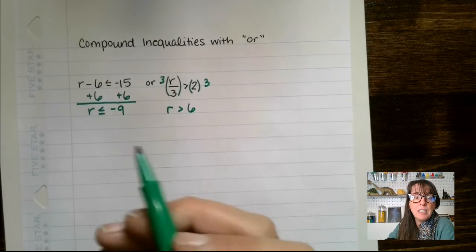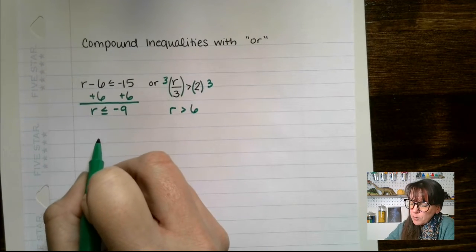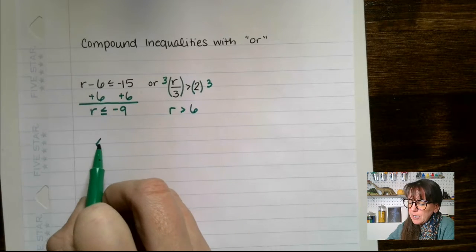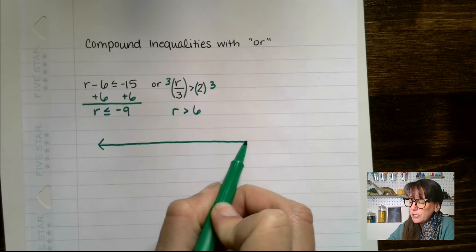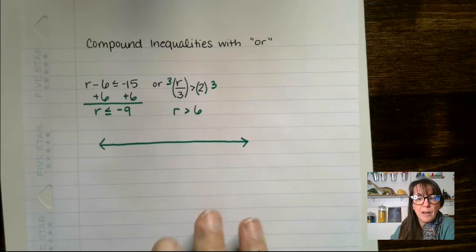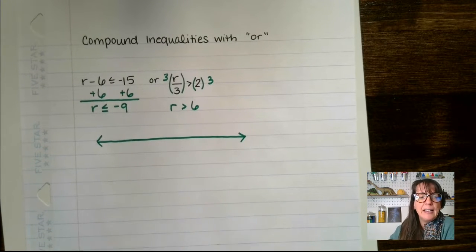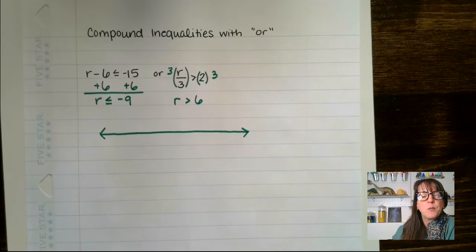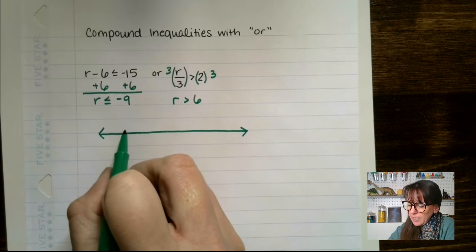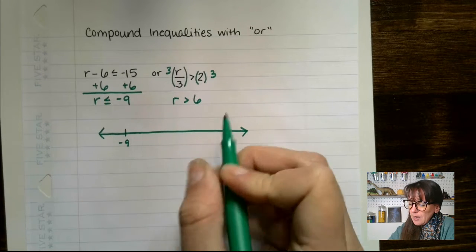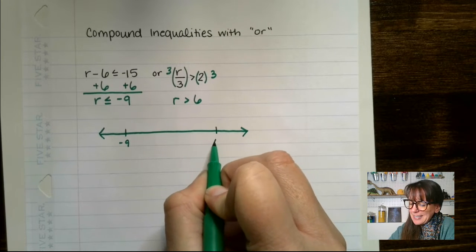Okay, now that we have these two, what we need to do is graph them, because remember the two rules with inequalities, they're just like equations, except if you multiply or divide by a negative, you got to flip your sign, and you always got to graph them. So the way that we do this is we're going to make sure that we got -9 on here, and then we're going to put 6 here.